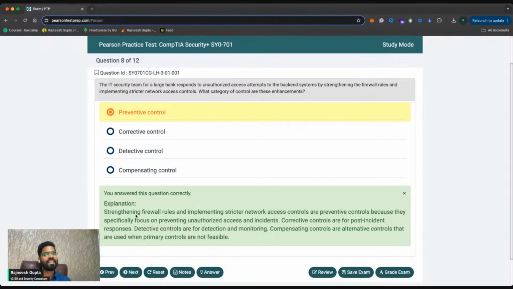It's not corrective control because nothing really happened. I mean, it happened, but a firewall rule is something which is, if it was a situation where something happened and now you're making some changes, that falls under corrective control. So corrective control is the post-incident response. Okay, everyone agree? Yes.